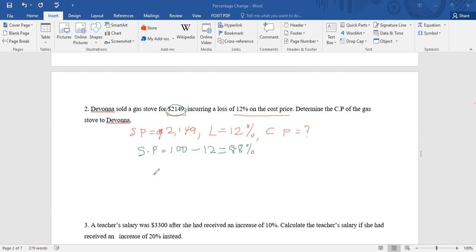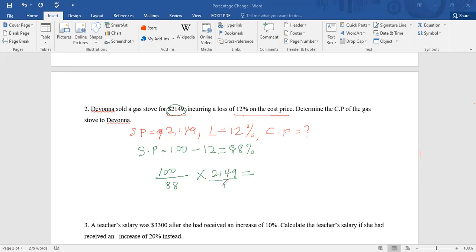So if you want to find the cost price, we're going to put 100 over 88, and now we're going to times it by the amount that she sold it for, which was $2,149. This is the setup of the problem. If you like, you can put this over 1 just to make it a fraction. We can use our calculator to solve this. We can multiply these two and then divide our answer by 88, or take 100 and divide by 88 and then multiply by this. Any way we do it, we'll get the same answer.